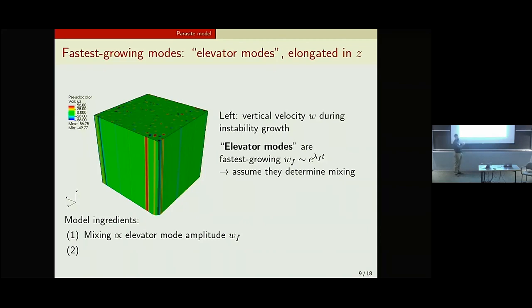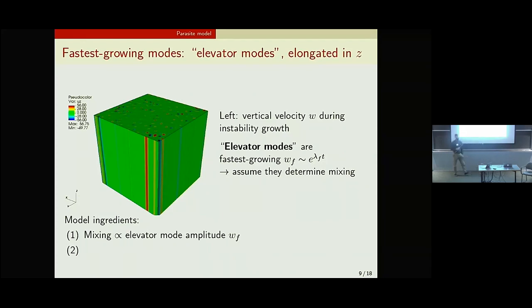So what I'm plotting here is the vertical velocity at this point in the simulation. Red here is an upward moving flow. Blue here is a downward moving flow. This is carrying the gradients of mean molecular weight and doing the mixing. And you can see why they're called elevators. They're growing like e to the lambda t, where lambda is the growth rate of the finger instability.